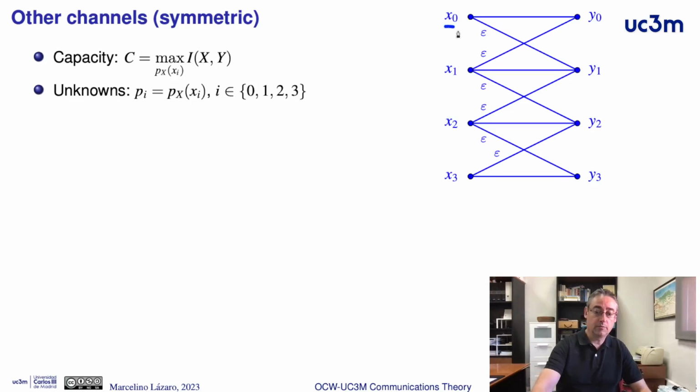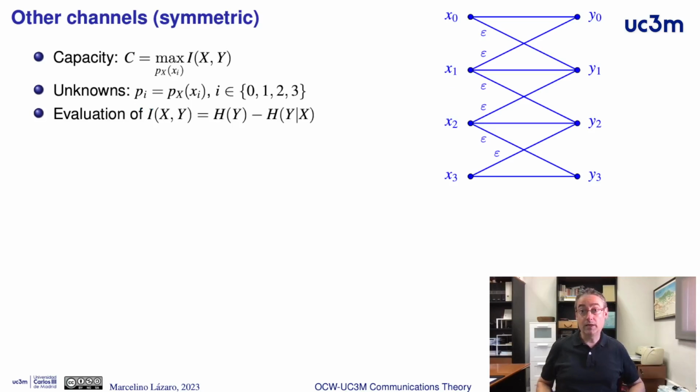Therefore, the unknowns are the probabilities of the input symbols. In this case, the probabilities of these four symbols, denoted by pi for the probability of xi, to simplify the notation. Now it is necessary to evaluate the mutual information, for instance, as the difference between the entropy of the output and the conditional entropy of the output given the input. This is one of the usual expressions that can be used to obtain the mutual information.